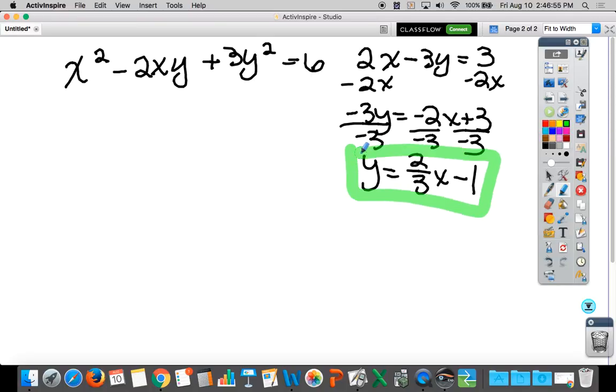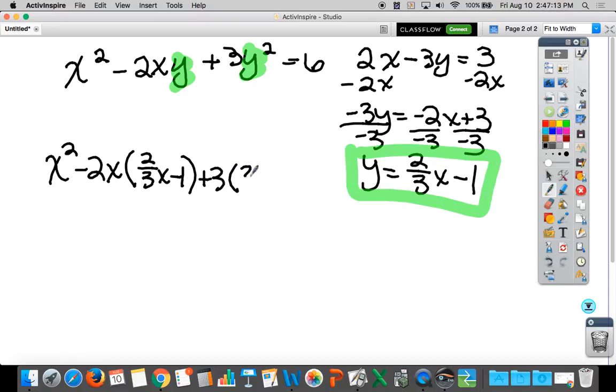So guess what? Everywhere there's a y, I'm going to put 2/3 x minus 1. And I better put it in parentheses. I'll give you just a minute. All I did is solve for y, which you should be able to do, then I'm putting in place of y in the top equation.